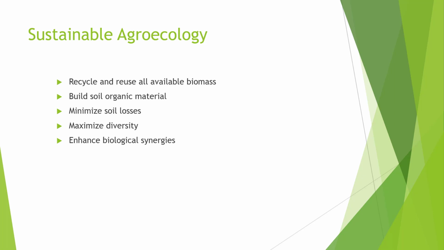So, sustainable agroecology: recycle and reuse all available biomass, build soil organic material. We want to minimize soil losses, so we want to ensure that we're not strip farming and destroying the soil, and then when wind comes along, it erodes it, and you get another dust bowl like they had back in the 1920s and 30s. And then you want to enhance biological synergies, so we want to use crops that are helping other parts of the environment grow.